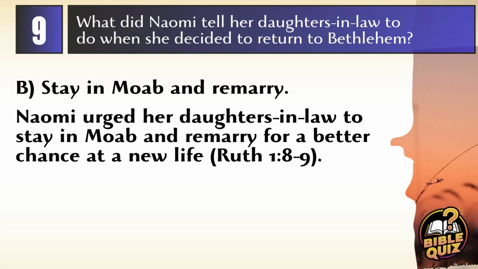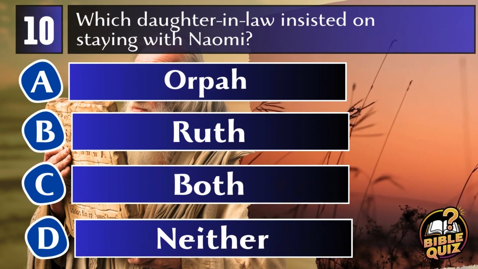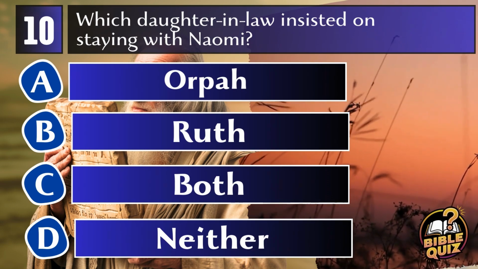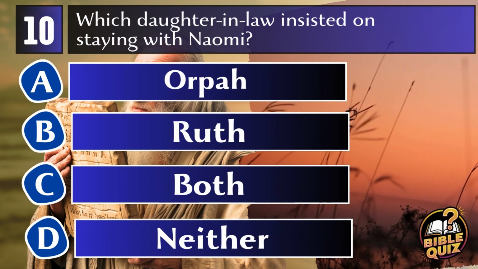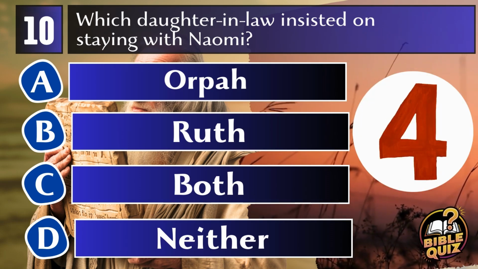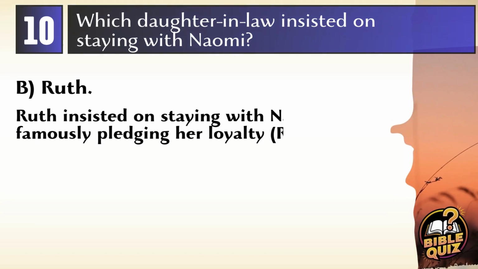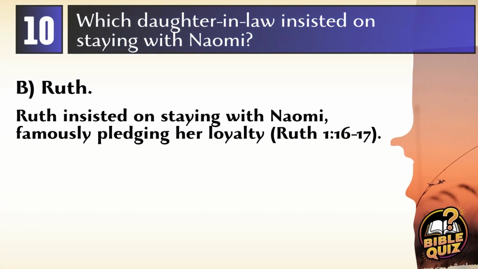Ruth 1:8-9. Question 10. Which daughter-in-law insisted on staying with Naomi? A. Orpah. B. Ruth. C. Both. D. Neither. Answer: B. Ruth. Ruth insisted on staying with Naomi, famously pledging her loyalty and declaring, "Where you go, I will go, and where you stay, I will stay. Your people will be my people, and your God my God."